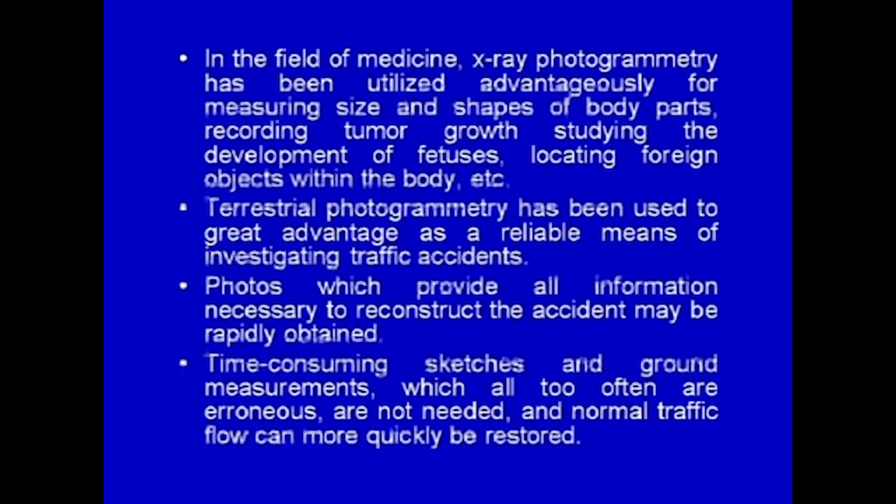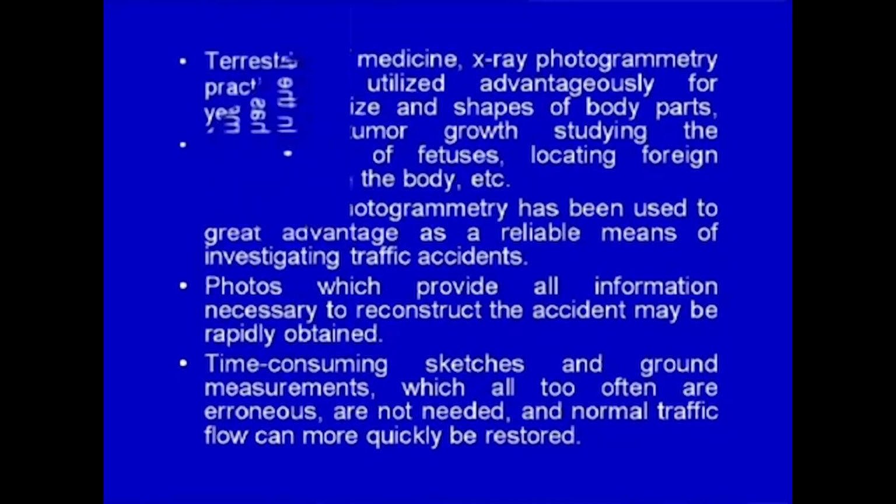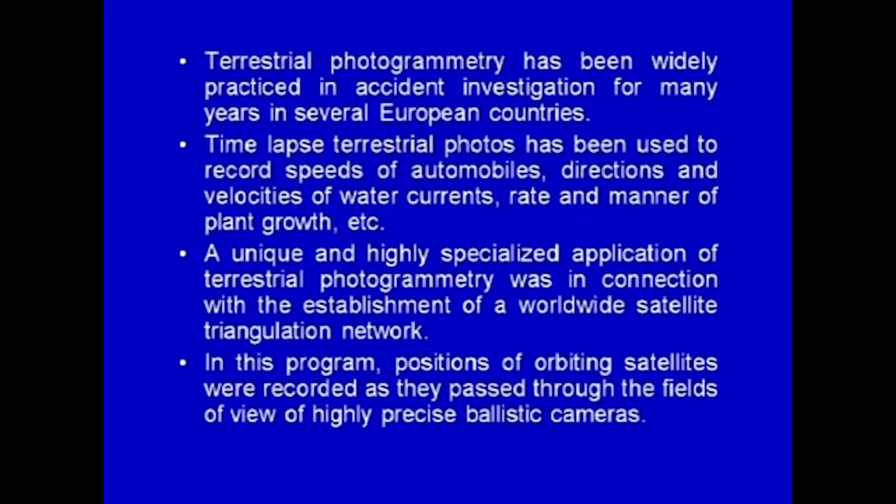Terrestrial photogrammetry has been used to great advantage as a reliable means of investigating traffic accidents. Photos which provide all information necessary to reconstruct the accident may be rapidly obtained. Time consuming sketches and ground measurements, which all too often are erroneous, are not needed, and normal traffic flow can more quickly be restored. Terrestrial photogrammetry has been widely practiced in accident investigations for many years in several European countries.